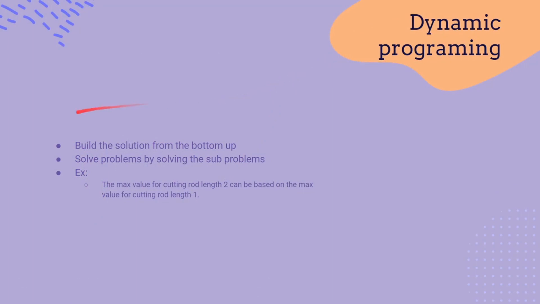Dynamic programming is where you build a solution from the bottom up and you solve problems by solving the subproblems. For example, the max value for cutting a rod of length 2 can be based on the max value for cutting a rod of length 1, because 1 plus 1 might be bigger than the price of 2.